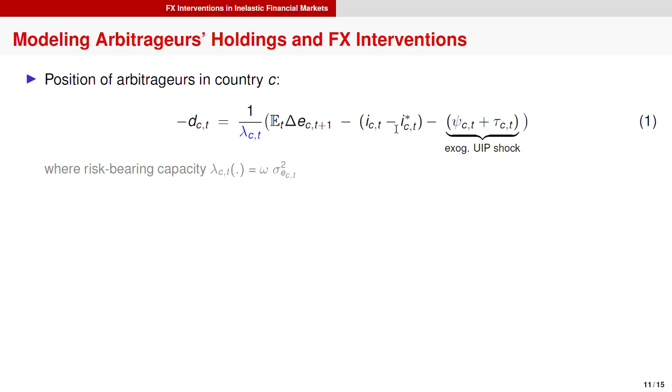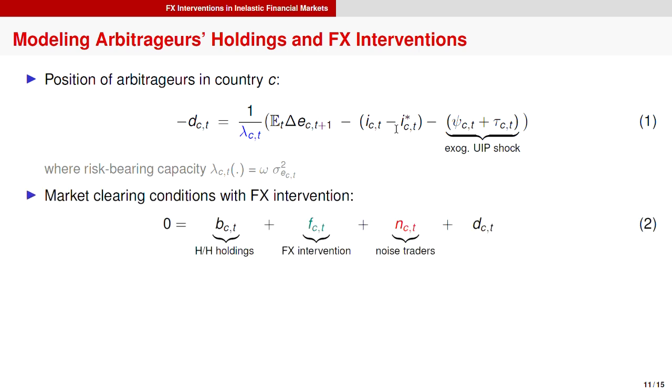Why do we call them exogenous UIP shocks? Because those are the shocks that have no impact on the equilibrium allocation of assets and exchange rates. So they act as return differentials on interest rate differentials, okay? But they do not change the equilibrium properties of the exchange rate markets. And importantly, we are capturing this lambda CT with the risk-bearing capacity of arbitrageurs as a function of volatility of exchange rates. So it's a function of sigma squared E, which is the volatility of exchange rates.